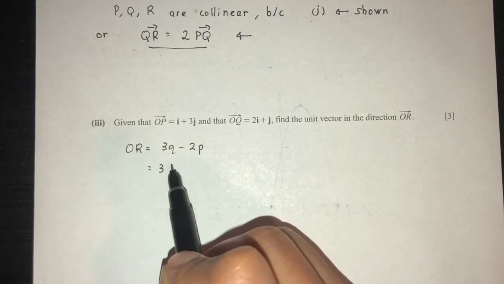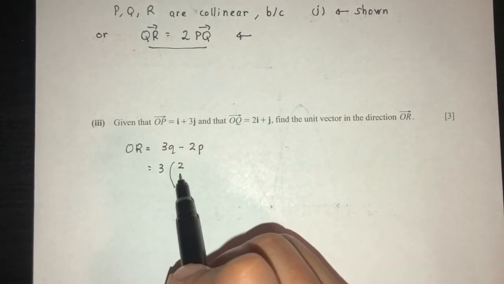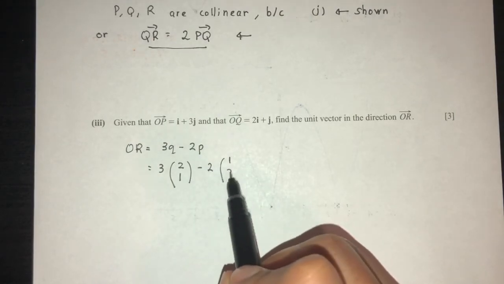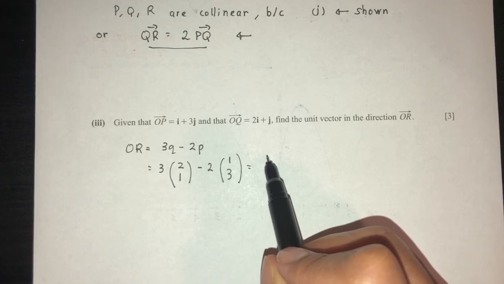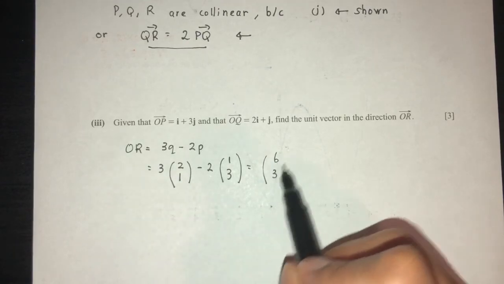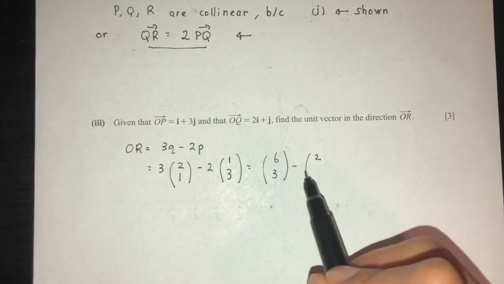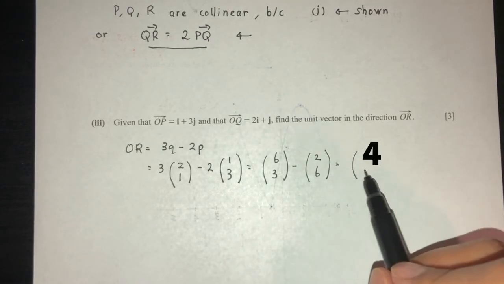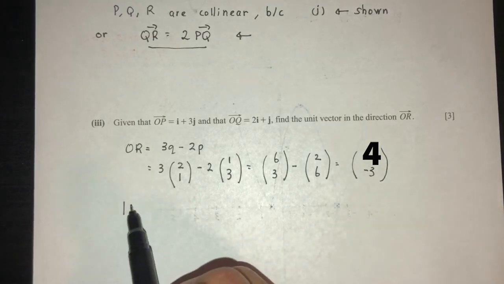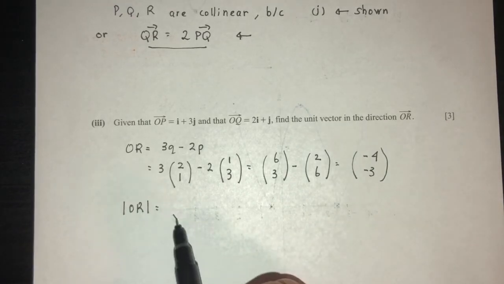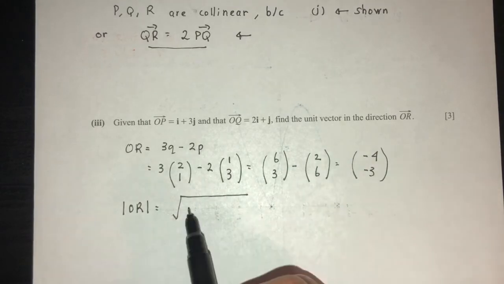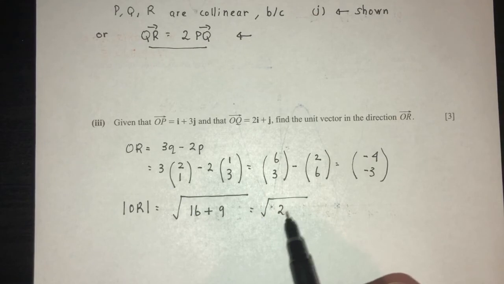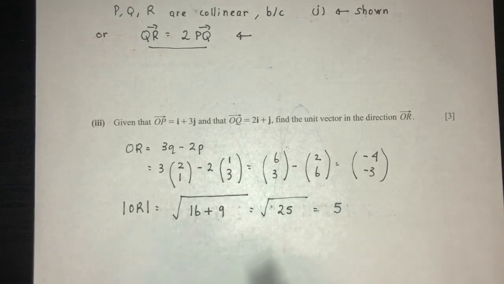Now q you know is equal to 2i and 1j, minus 2p is 1, 3. So that will be 6, 3 minus 2 and 6. That will be minus 4 and minus 3. So you have to find the magnitude of OR. That will be square root of square the first value. So 4 squared will be 16 plus 9. That will be root of 25. That should be 5 for the magnitude.